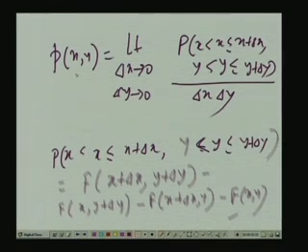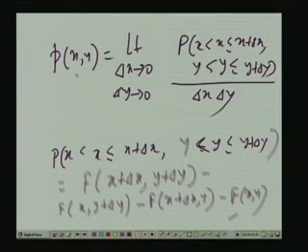I repeat again, what is the probability of the x, y pair falling within that infinitely small rectangular area delta x delta y located at the point x, y? Obviously, that will be equal to p(x, y) times delta x delta y. So, what is the probability of the x, y pair falling within the total region D? It will be nothing but a summation of these infinitely small probabilities over the entire region.